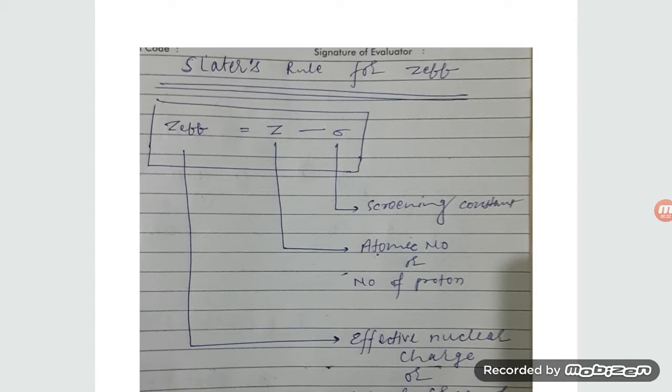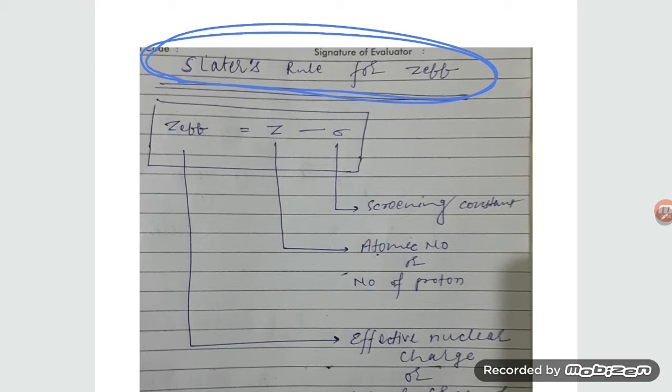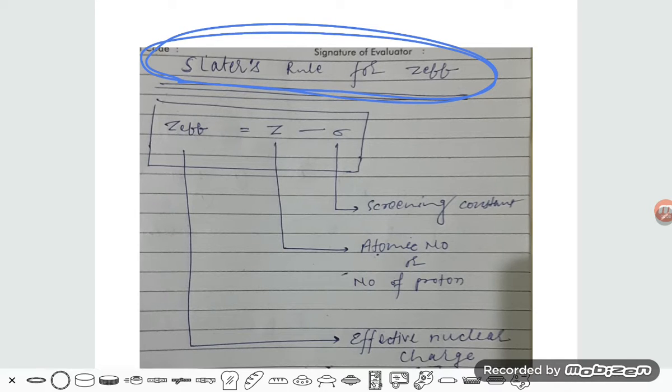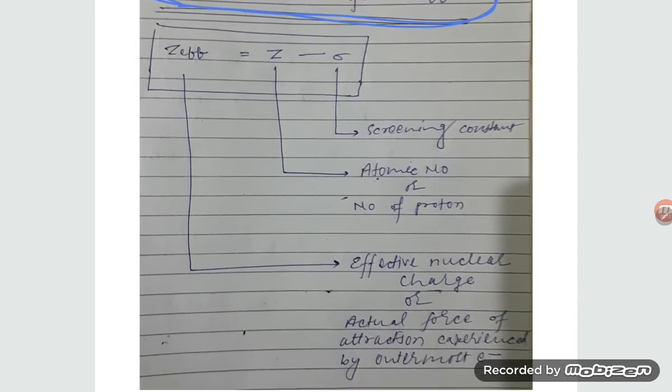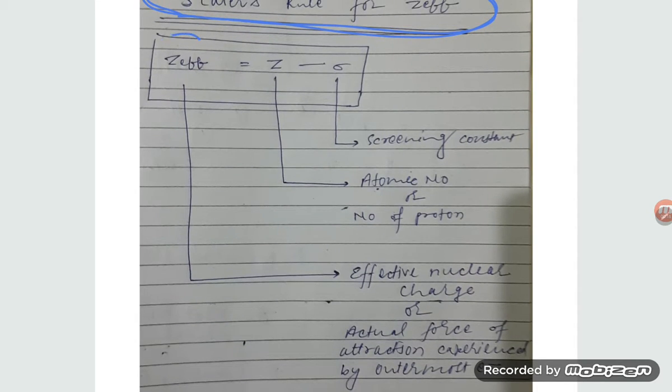Hello students. Let us see Slater's rule, as so many students are asking me to explain it. So let's see what Slater's rule is. Rule is nothing but a calculation of Z effective, students. Okay, Z effective means effective nuclear charge.